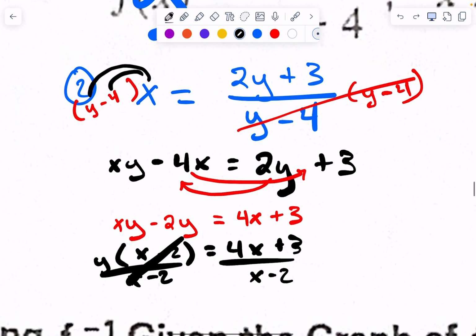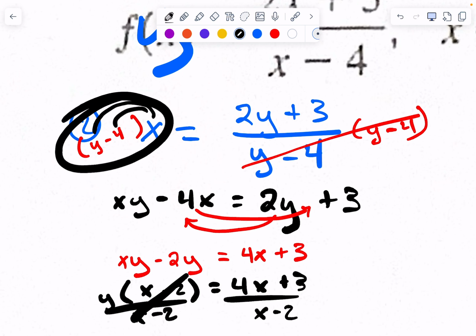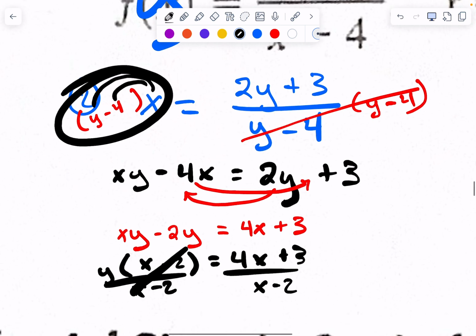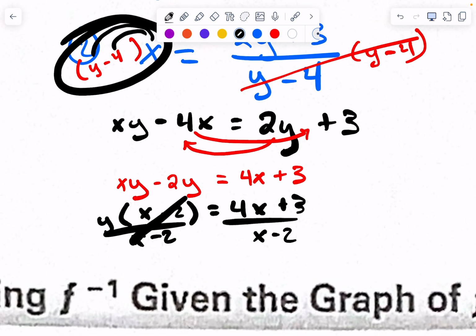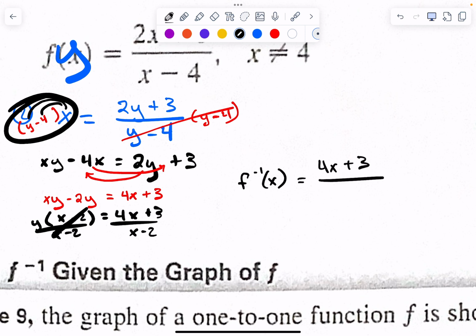Get the y's together on one side. So we're just going to multiply that over, multiply through, then get the y's on one side and the x's on the other side, and then pull the y's out. Okay, so final answer, f inverse of x is 4x plus 3 over x minus 2.